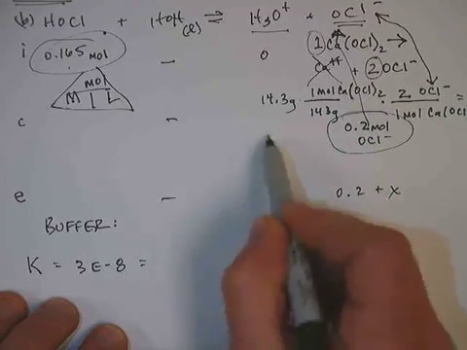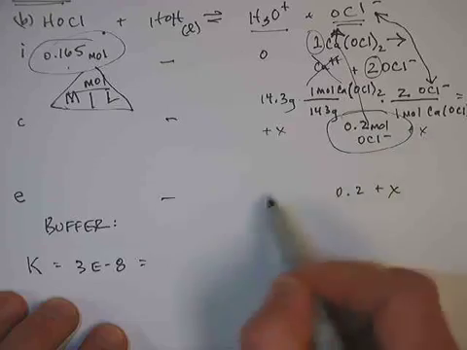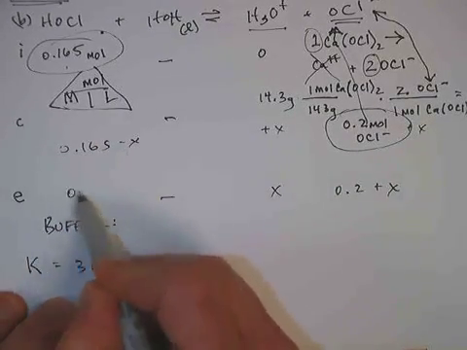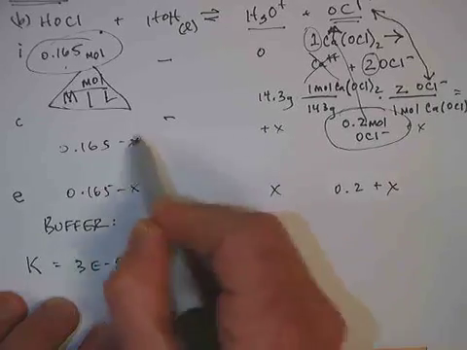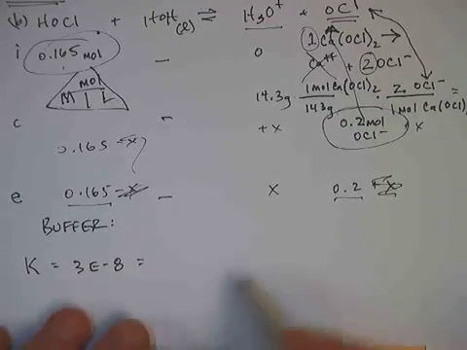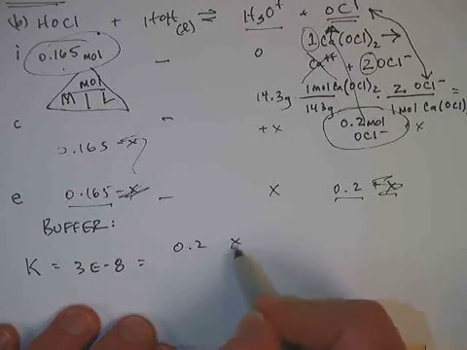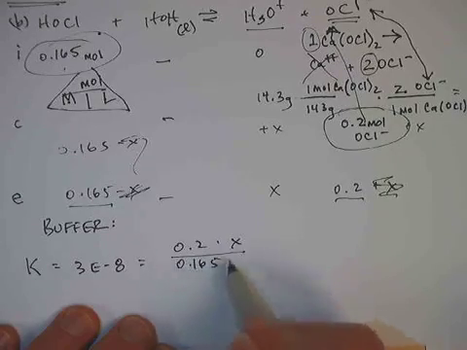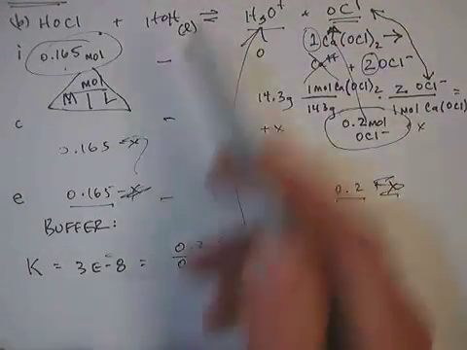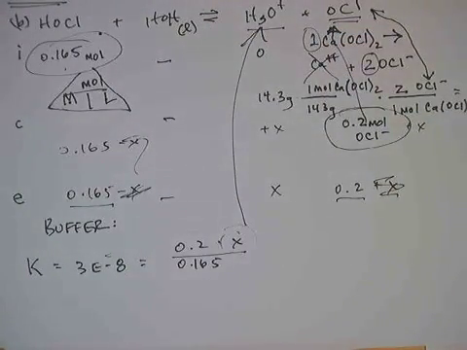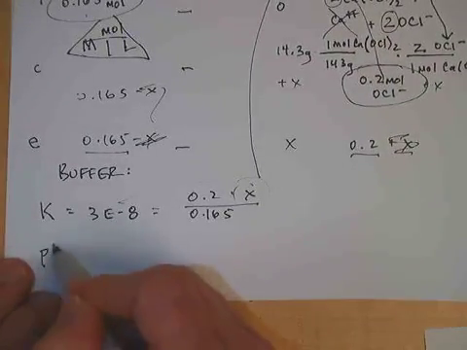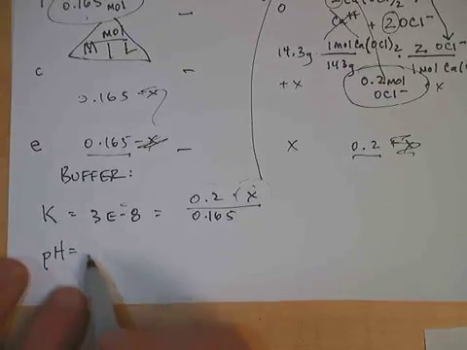K is equal to 3e to the negative 10th, and this is equal to my products, which of course would be 0.2 plus x, because remember I'm going to gain x and gain x here, I'll end up with x here, and this would be 0.165 minus x. I'm going to ignore these x's though because they're small compared to the 0.2 and the 0.165, and I would end up with products 0.2 times x divided by 0.165. And I could solve for x to get me the H3O plus ion concentration, just like I did in the first problem.